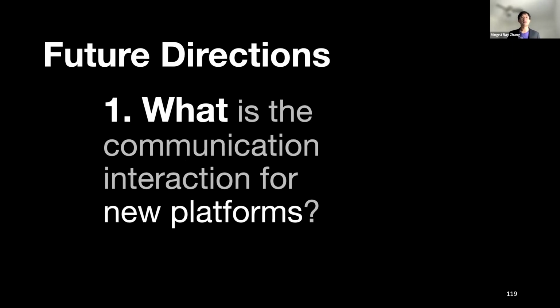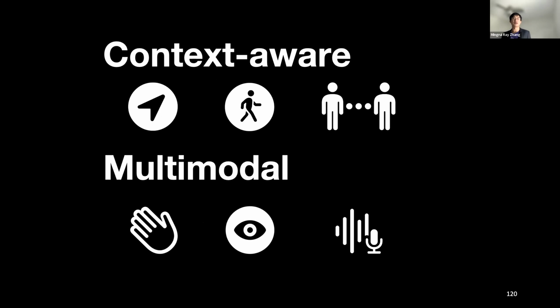The first direction is to ask, what is communication interaction for new computing platforms? With ubiquitous computing, we are surrounded by computers everywhere, which means there are many opportunities to utilize real-world context, such as our locations, our activities, or our interaction with other people. And using this, we can train text systems to provide a more personalized experience based on that real-world context. On the other hand, we can also use more modalities such as gaze and speech to interact with the device to provide a more natural experience. Imagine a device that can understand your gestures and facial expressions. What will that look like?